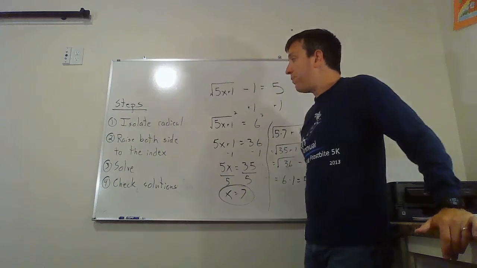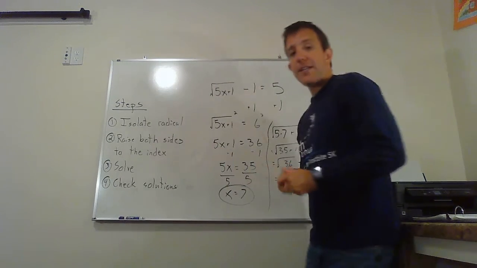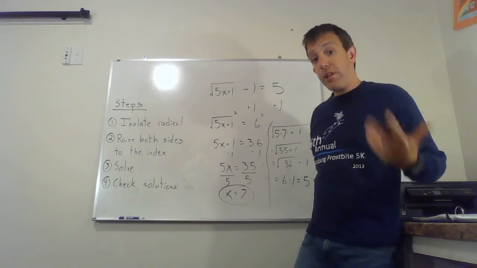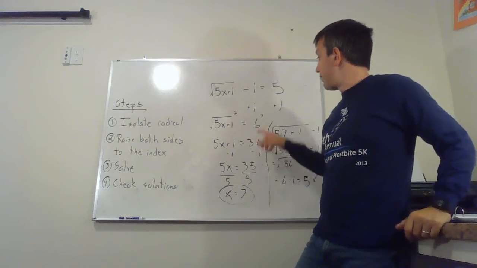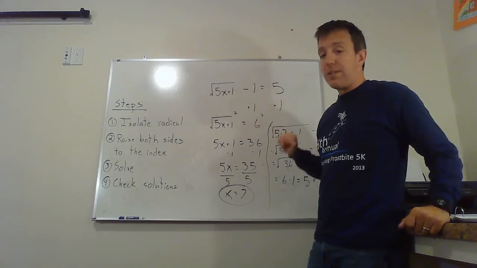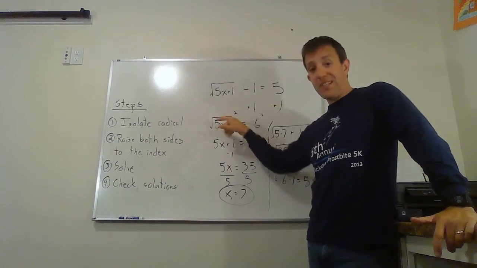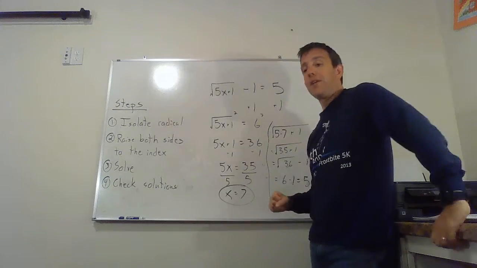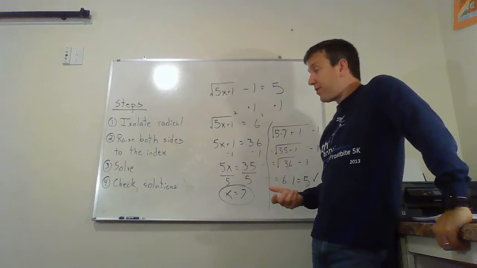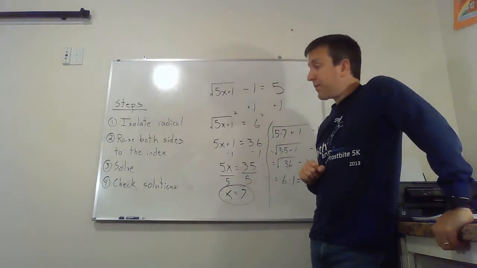Step 2, raise both sides to the index. So in this case, I'm using a square root, so that means, of course, that my index is 2. If you have a cube root, you're going to use a third power, and so forth. So you can see after I got the radical alone, I had the square root of 5x plus 1 is equal to 6. Now I get to square both sides because there's only one big piece. I mean, admittedly, it's a big, ugly, nasty piece here. But there's only one piece. So I can square that whole thing, which gets rid of the square root, leaving me with 5x plus 1. And on the other side, 6 squared is 36.